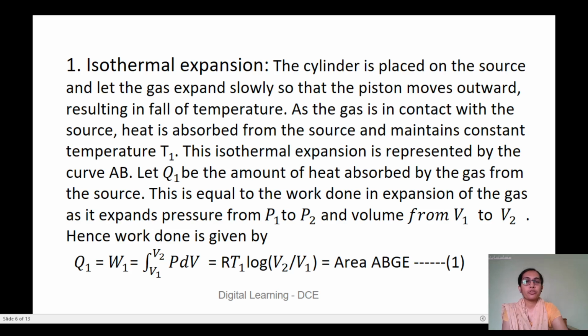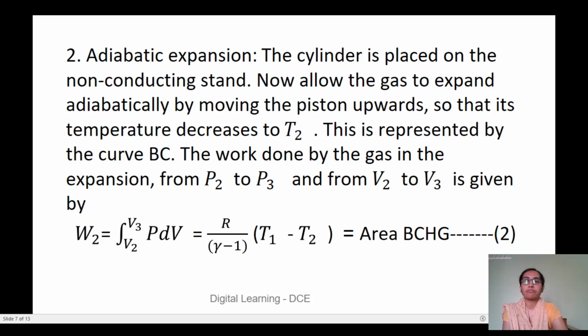Let Q1 be the amount of heat absorbed by the gas from the source. Then the work done in expansion of the gas from pressure P1 to P2 and volume V1 to V2 is given by W1 equals Q1 equals the integration from V1 to V2 of PdV equals RT1 log V2 divided by V1, and this will be equal to the area under ABGE as indicated in the PV diagram.